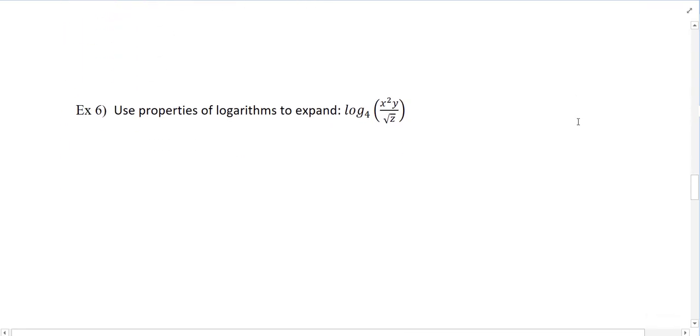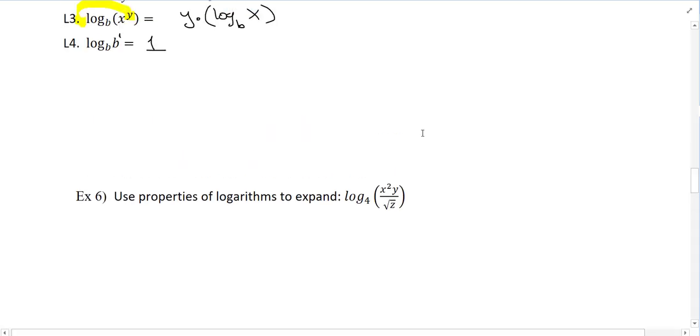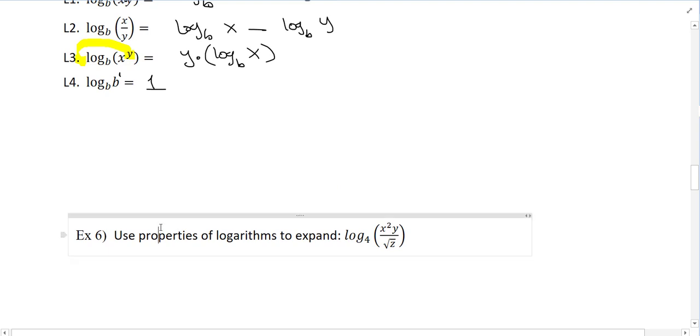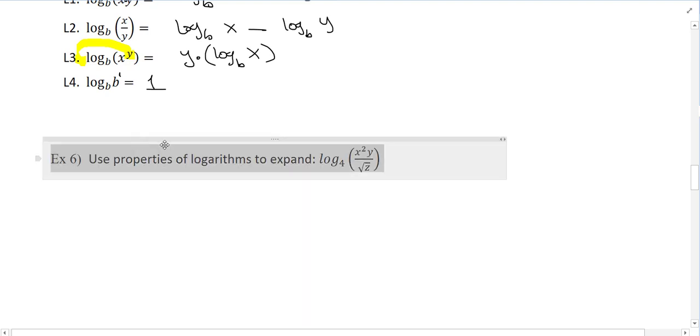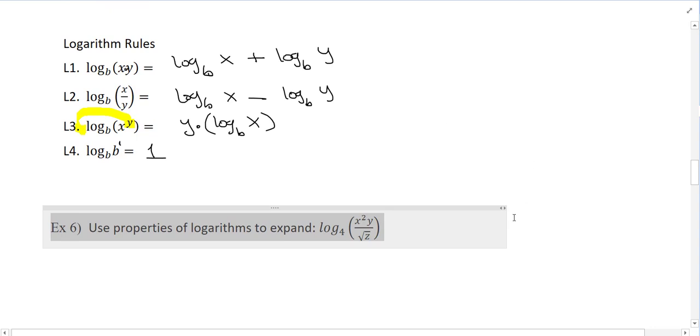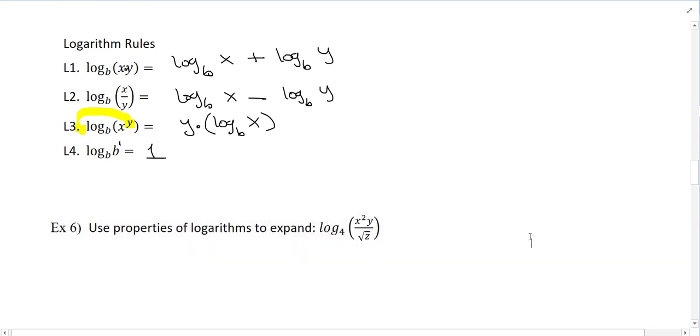So use properties of logarithms to expand that quantity. So let's see what's going on here. I have log base 4 of stuff. And inside there is multiplication, there's division, there's a radical, there are some powers. So we have pretty much all the properties in here. So let me move this up so I can see the properties. All right, so we're going to expand it. And how do I do that?